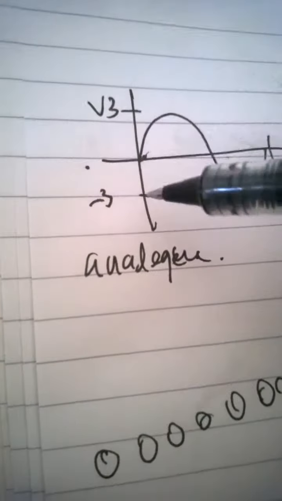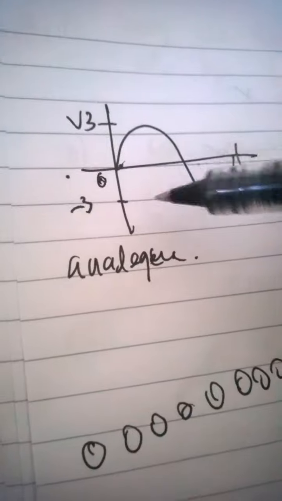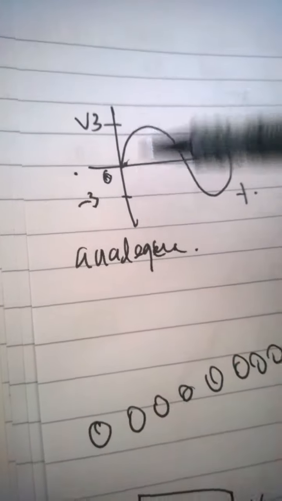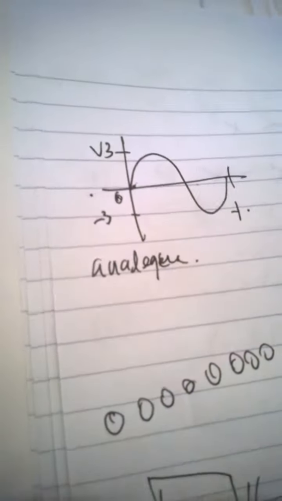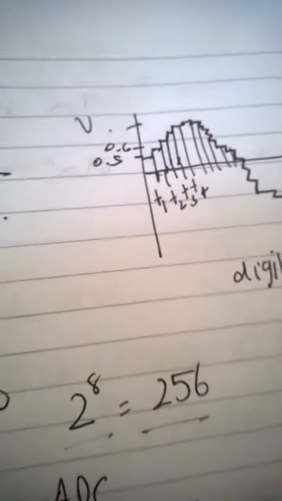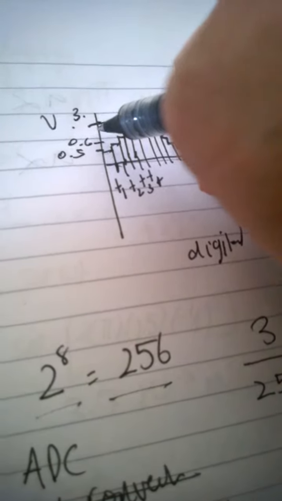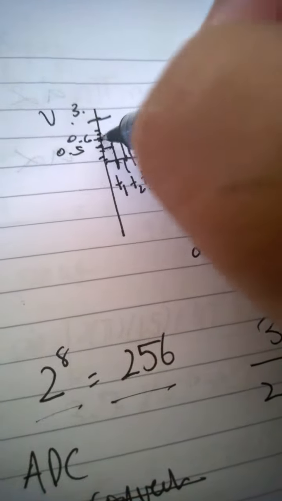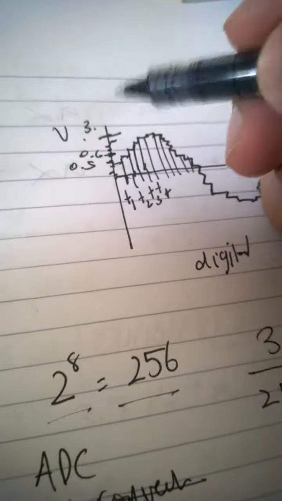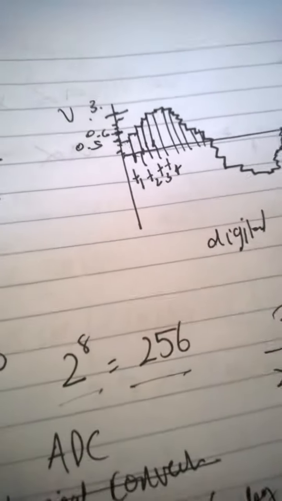Okay, so here we have 0 to 3. An analog signal can take any value between these limits, but in digital it can only have assigned values, and the maximum, of course, is 3. Between 0 and 3 it has been divided into 256 different levels, so the signal can assume 256 different voltages.